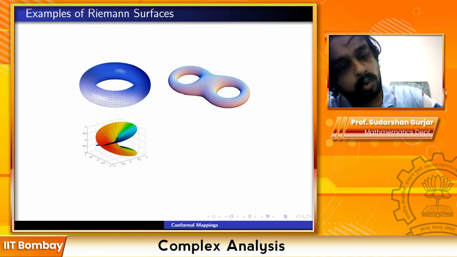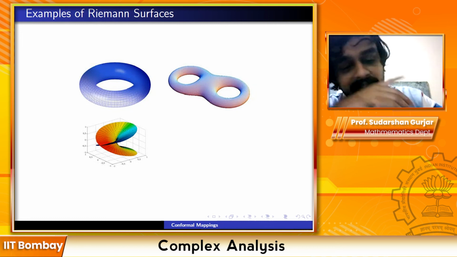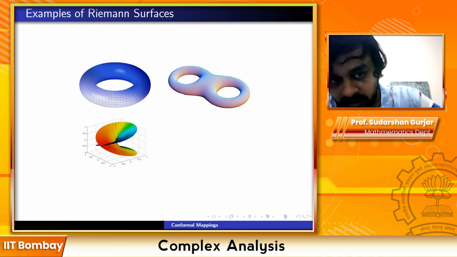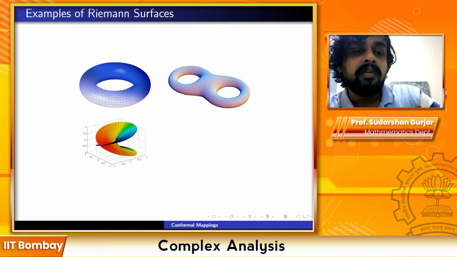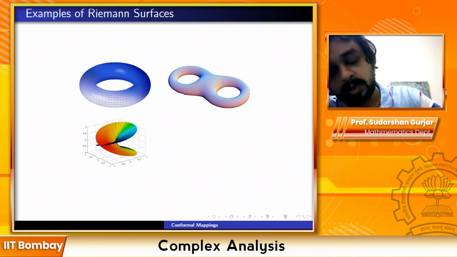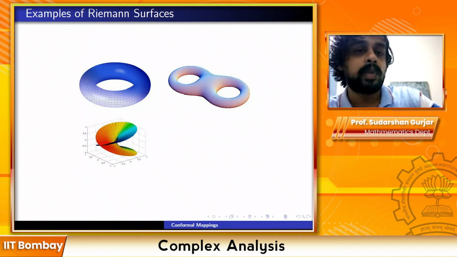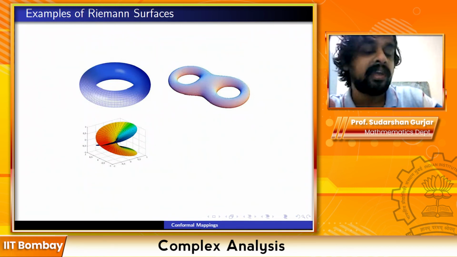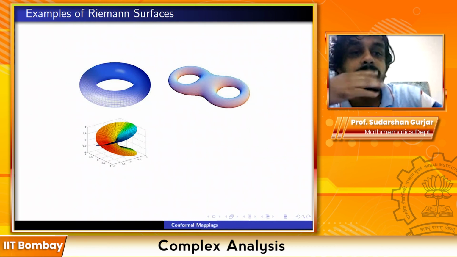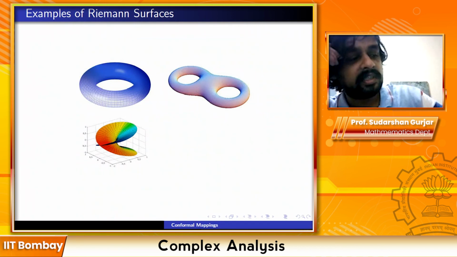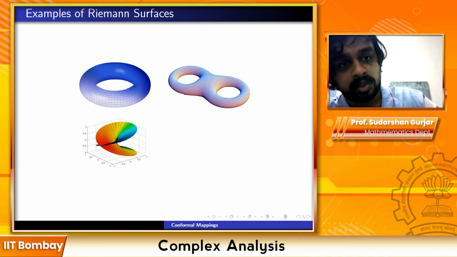But what you can also do is construct more complicated surfaces like the third picture that I have drawn, on which square root z makes sense. The function square root z can be defined in a consistent way on these more complicated surfaces. So Riemann surfaces have this feature that they make multi-valued functions into single-valued functions.